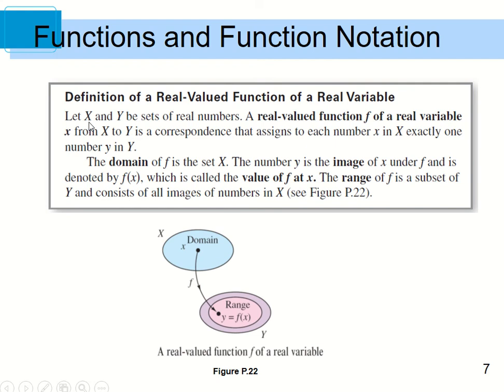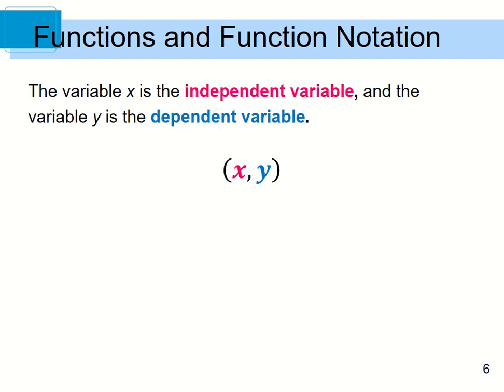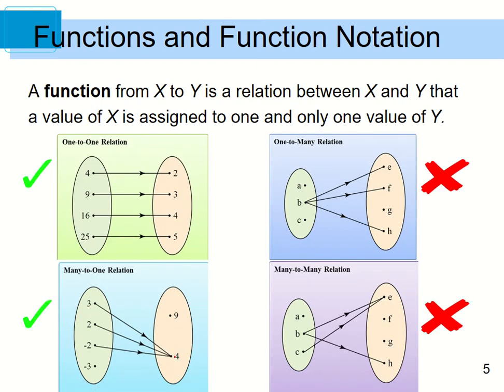So let the x and the y be sets of real numbers. Okay, a function f of real variable x from X to Y is a correspondence that assigns, so this is the keyword, each number of x exactly to one number in y. Okay, so one x is assigned to one y. It can be the same y, just like this one. It can be the same y, but it must be one x assigned to one y.